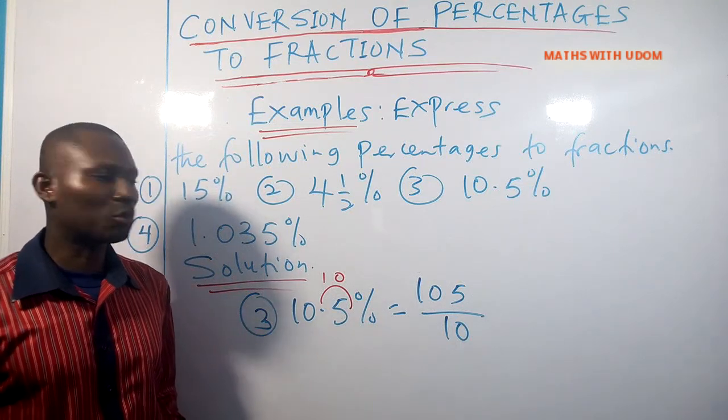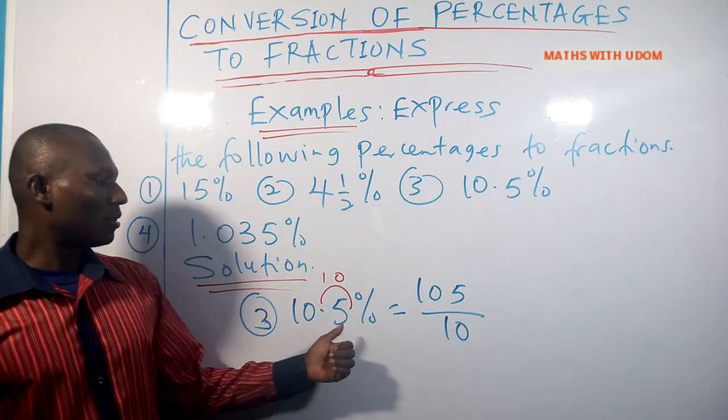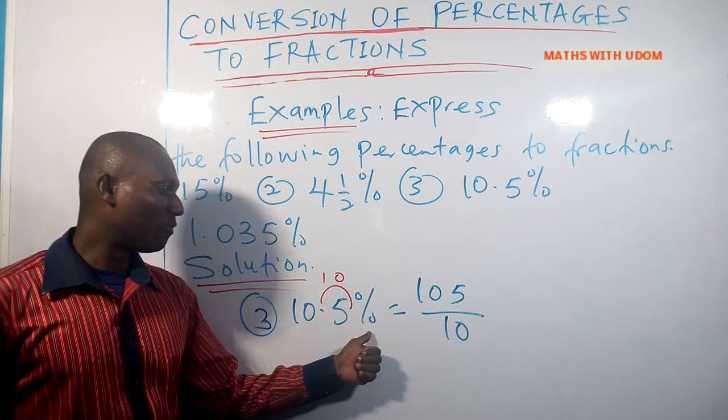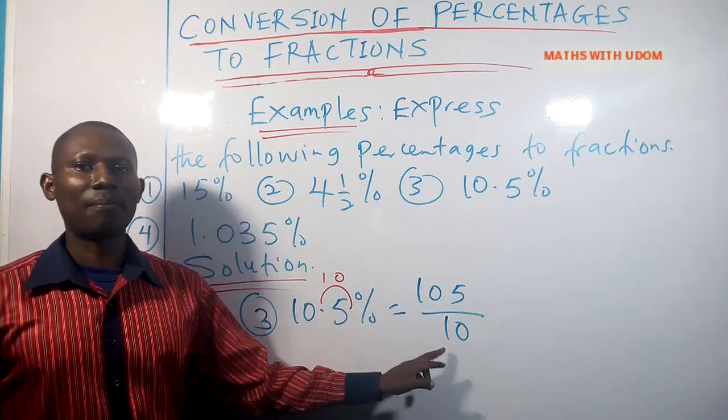That's step 1. Step 2 is that since we are converting from percentage to fraction, we divide this fraction by 100.